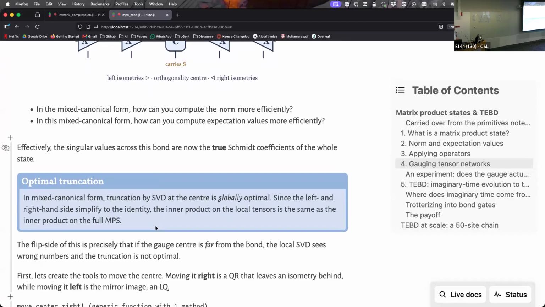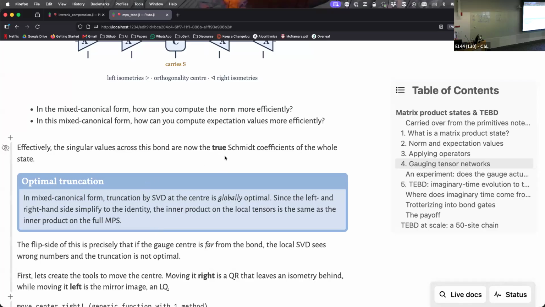Something else which is important is that because my basis on the left is orthonormal and because my basis on the right is orthonormal, because of the exact way that I've defined this, this means that if I look at the singular values of this center tensor, this is exactly the Schmidt coefficients of the entire state. This is not just the Schmidt coefficients of this local patch. If I looked at the entire state and I made it dense, this would give me the exact same result. And the reason for this is just that everything to the left simplifies to the identity, everything to the right simplifies to the identity, and I can work with this.